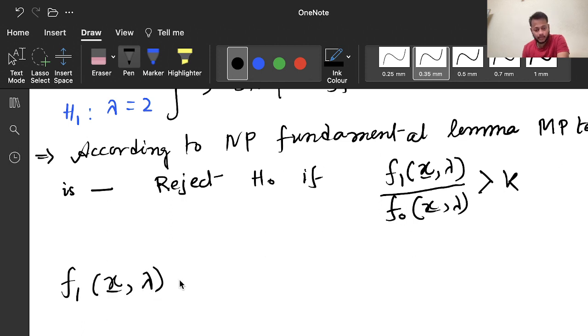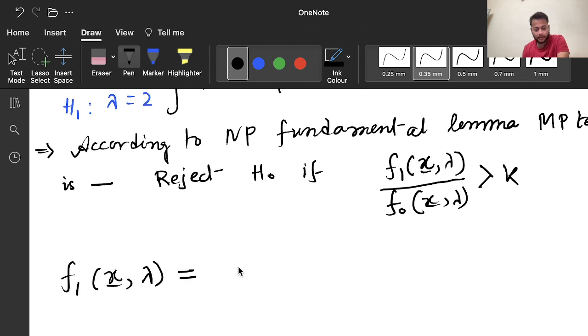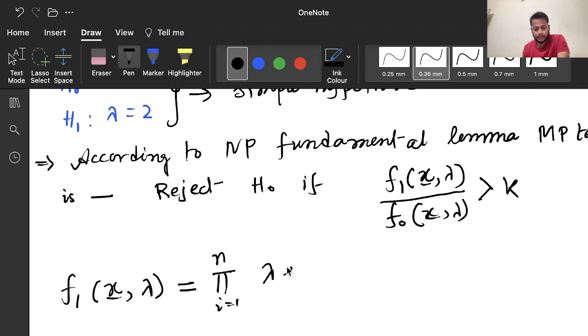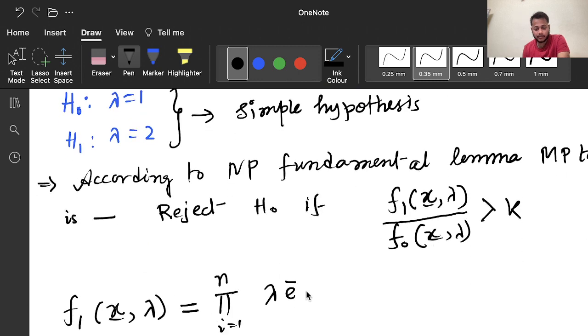Now let's see under the null hypothesis what the joint distribution will look like. It will look like the product i equal to 1 to n of lambda e to the power minus lambda xi.